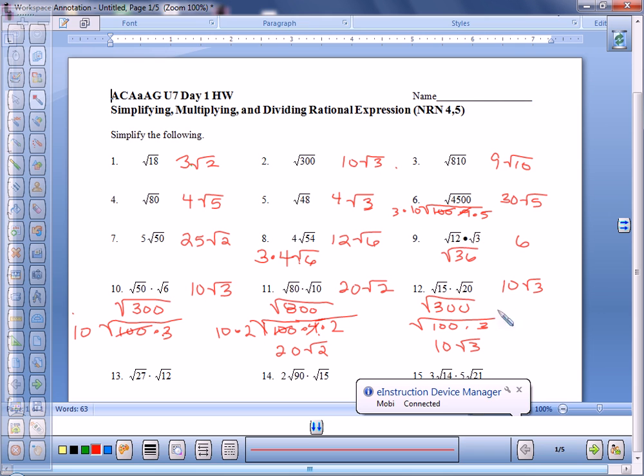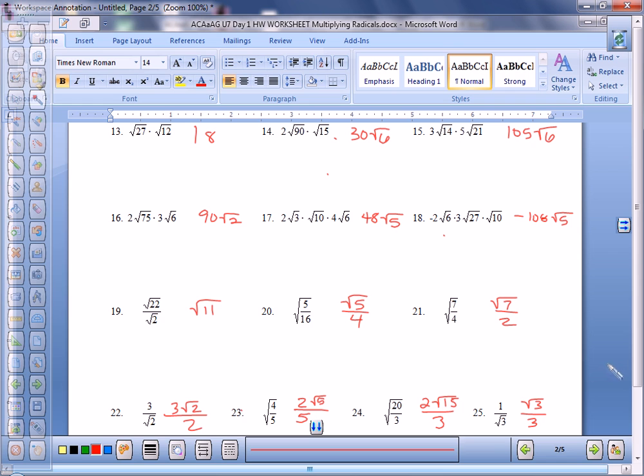Okay, anything else on the ones you can see, 1 through 12? We're good? Okay. All right, here is 13 through 25. Correct them, and then I'll ask for questions.